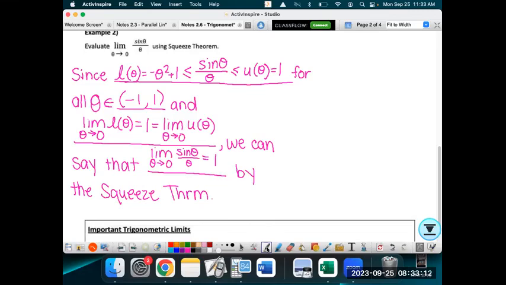Now there's one more thing that I want to do before we move on to the important trig limits, because these are our notes and we did a lot of stuff in the calculator. I also want to draw visuals of the graphs for both of these examples. So since I'm already on example 2, I'm going to draw my function along with the upper and lower graphs. Use whichever graphs or whichever functions you did to graph.